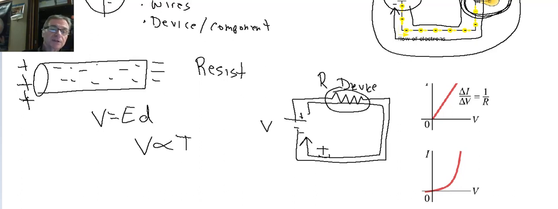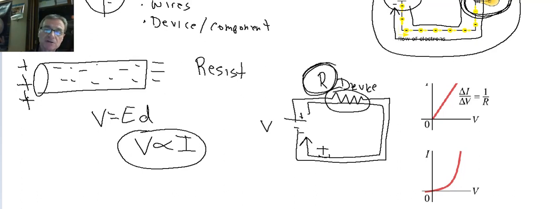The voltage in a circuit is proportional to the current flow in that circuit. Okay, the greater the voltage, the greater the current flow. The less the voltage, the less the current flow. And so what actually determines how much current is going to flow in our circuit? Well, the amount of resistance in our circuit.